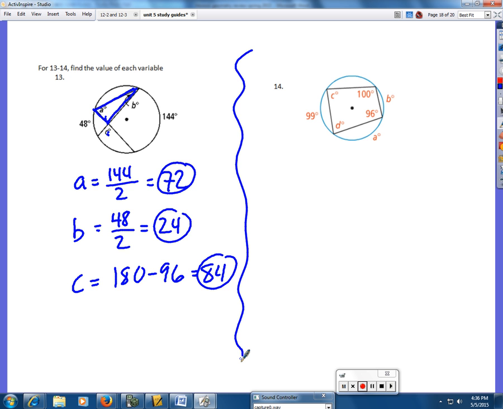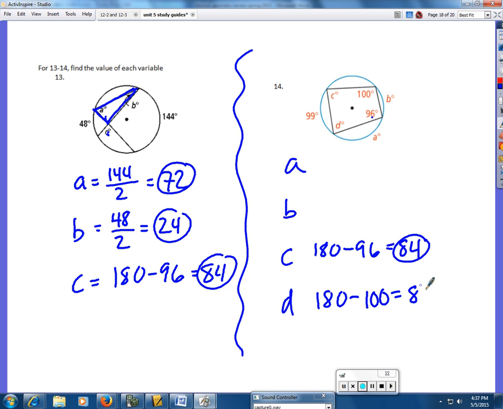And then number 14, I have a quadrilateral, so I'm going to think of those corollaries: opposite angles are supplementary. So I know C is supplementary with this, and D is supplementary with this. I have to get A, B, C, and D, but I'm going to go ahead and get C and D first because those are pretty simple. C is going to be 180 minus 96, which is 84. And D is going to be 180 minus 100, which is 80.